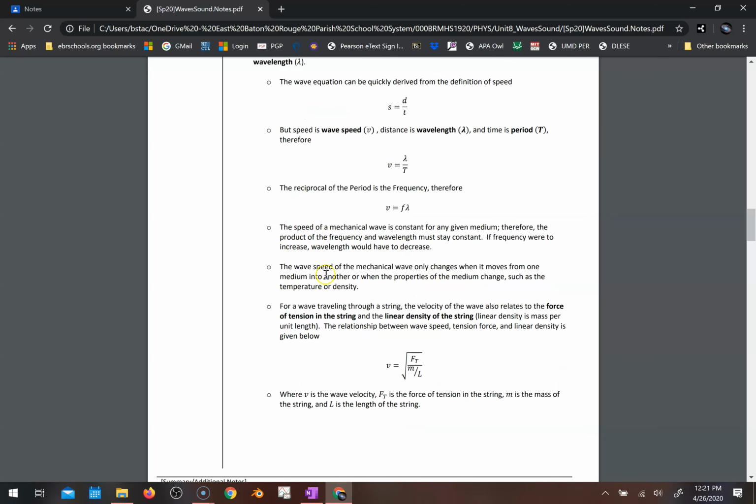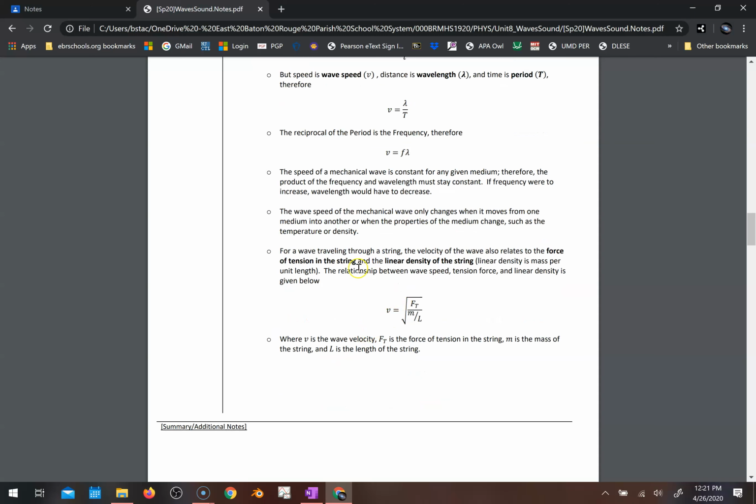And important stuff is listed here as well, but the other equation that is useful is this equation here for a wave traveling through a string. The velocity of the wave also relates to the force of tension in the string and the linear density of the string. Linear density is mass per unit length. All right, so linear density is what's downstairs under the radical. Little m is the mass of the string. It's a very tiny mass.